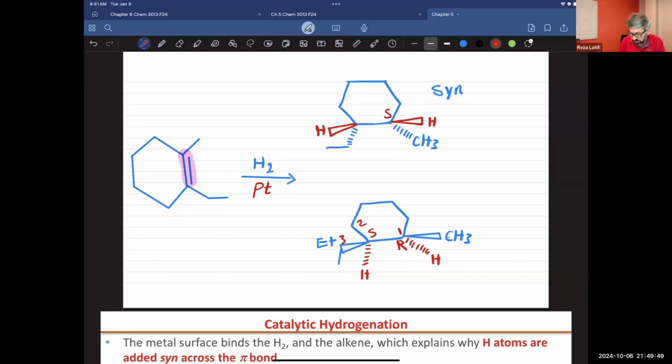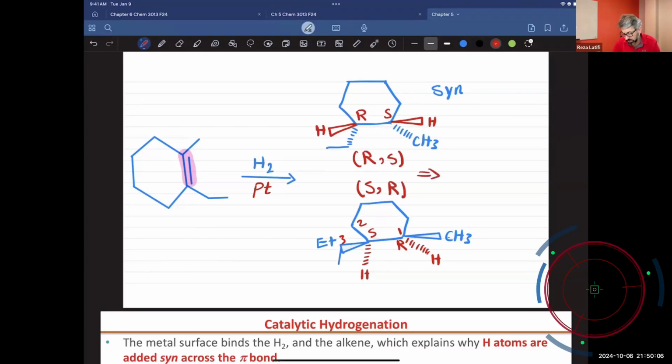I got S configuration, and how about this? I go 1, 2, 3, supposed to be S. I got R configuration and flipped it. So we have R and S for the top, and for the bottom one, we got S and R. So these two are enantiomers.